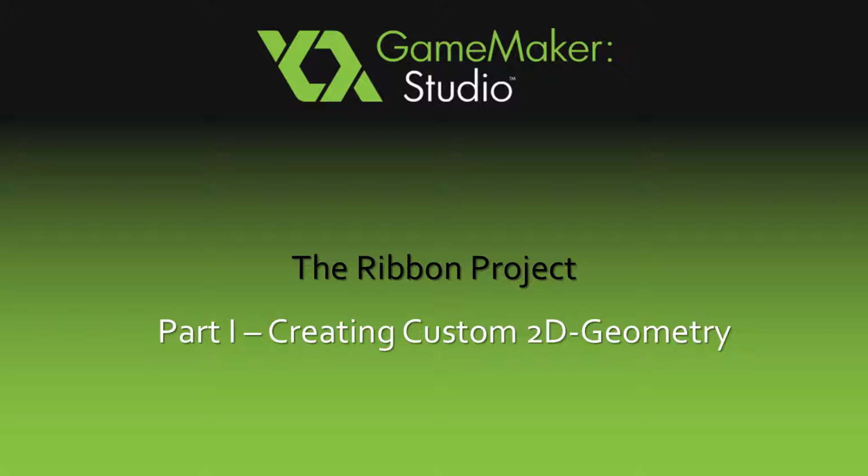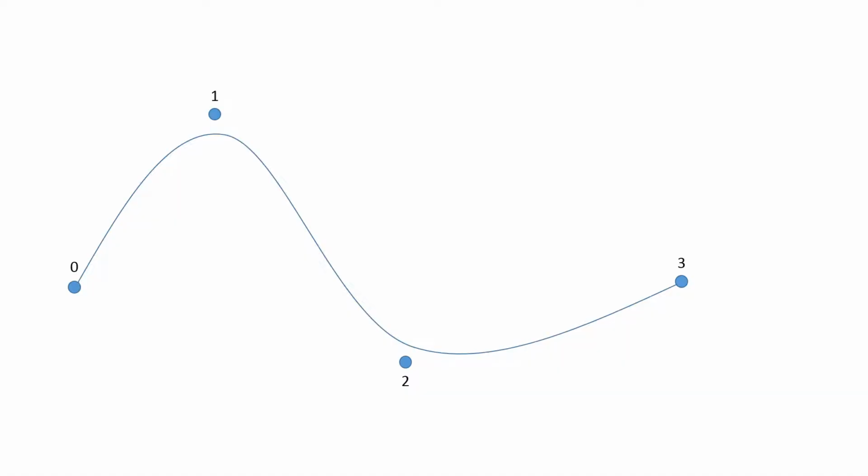And I call this the ribbon project because what we're going to do is take a path resource in GameMaker and apply custom geometry along it so that it gets a width and basically becomes a ribbon. And in the second step of this tutorial, you'll then learn how to apply a texture to this ribbon so that you could, for example, take a sprite and deform it along a path in GameMaker.